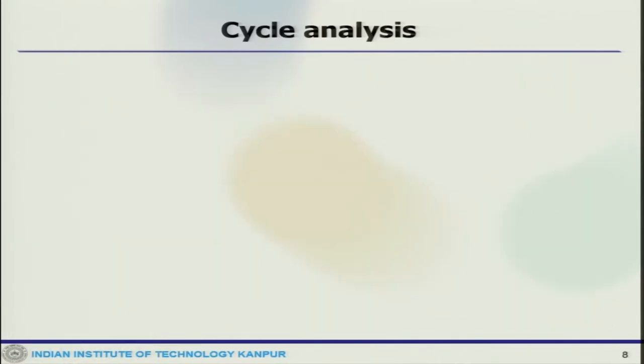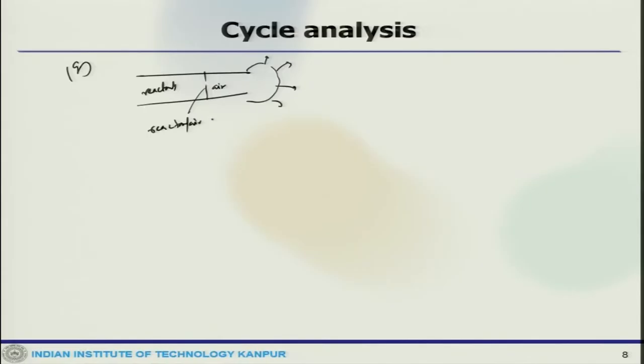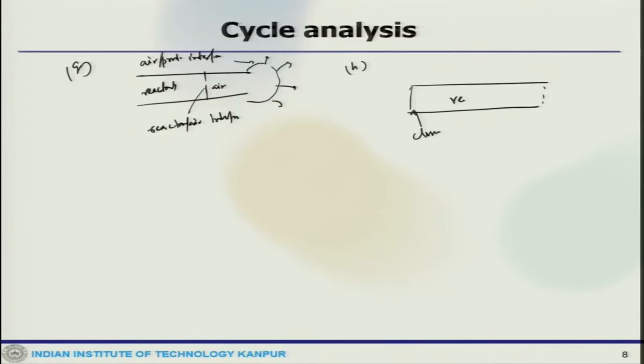Another cycle pattern could be like this, where you have air, this is reactants, so these are reactant air interface, this is air product interface, and this is again closed valve, this is completely reactants, this is again reactant air interface. So you can see different sequences.